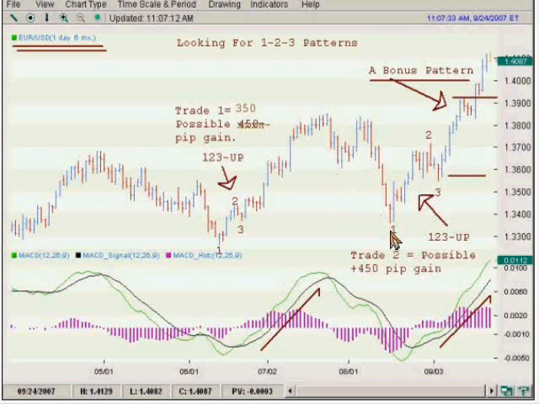Another 1, 2, 3 up point right here. Here's the 1, here's a 2, here's a 3. Your order would be buy, good till canceled, at this point here. It would get filled here, and away it goes. Notice the MACD, good strong support. And a good possibility of picking up around 450 pips there. This one over here you could have picked up about 350 or so.